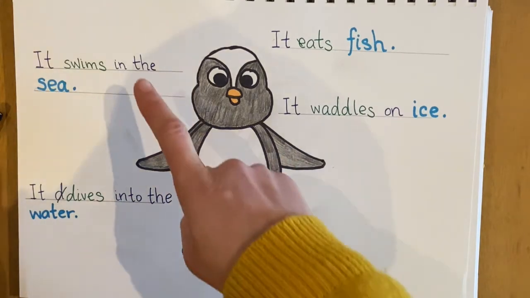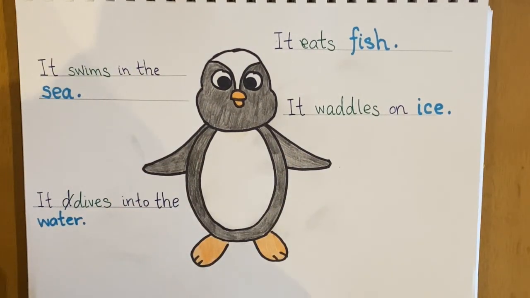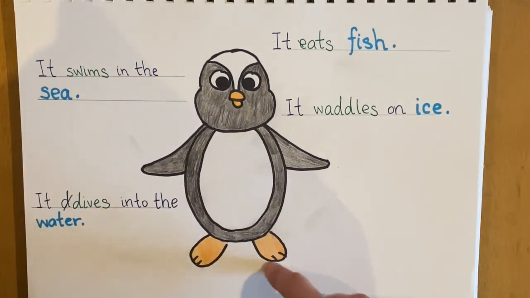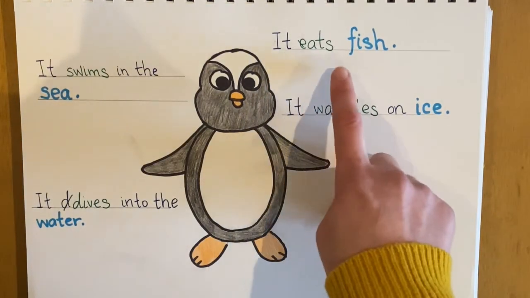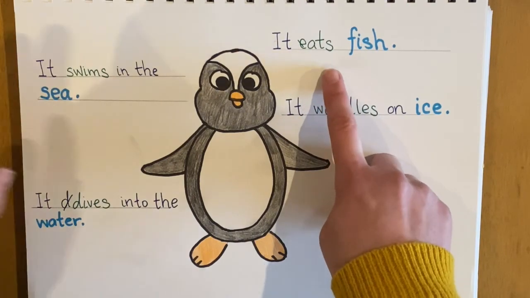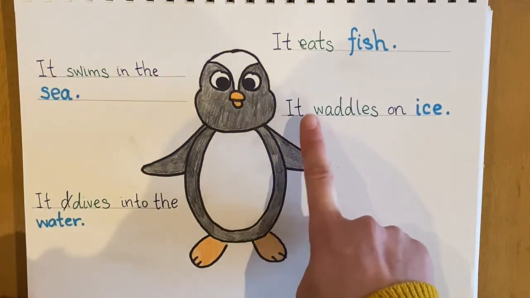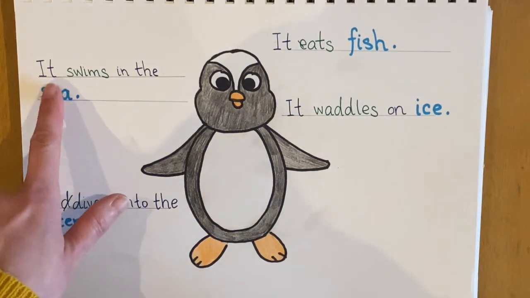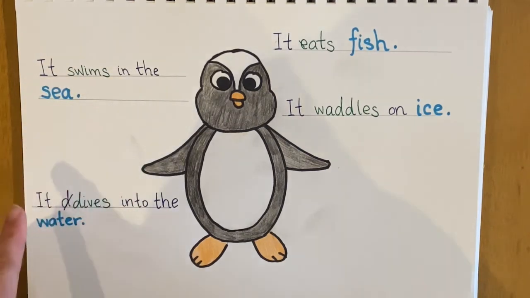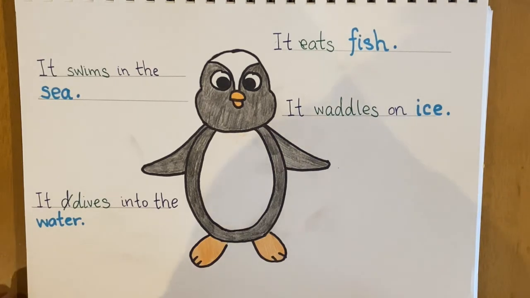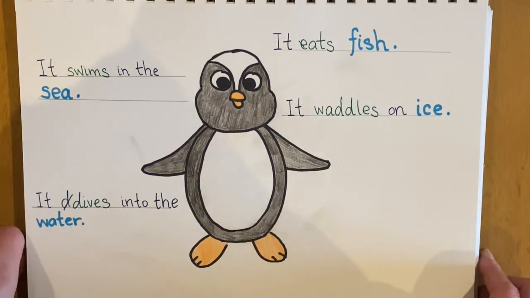So these are the 4 that we've just done together, but I think you guys can probably come up with a few more. So I challenge you to come up with 2 more sentences about penguins. I want you to start it with it, and then you need to have the verb next. So the green word comes after, just like we've done. Okay, so it eats fish. It waddles on ice. It swims in the sea. It dives into the water. So your challenge now is to come up with 2 more sentences about penguins.